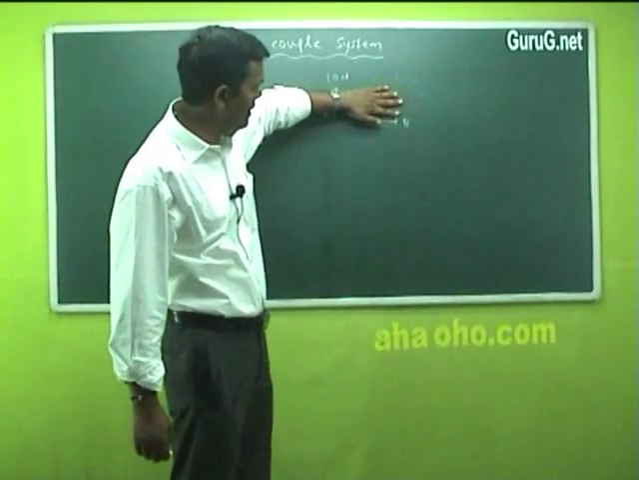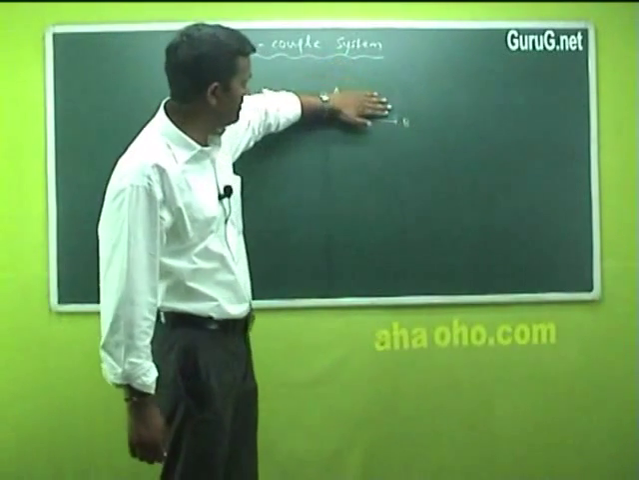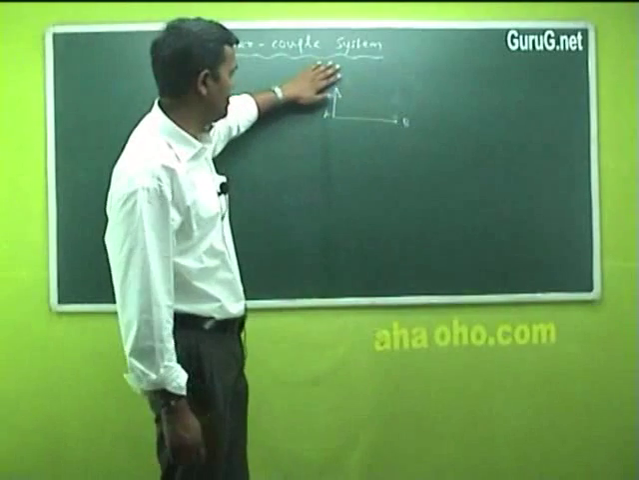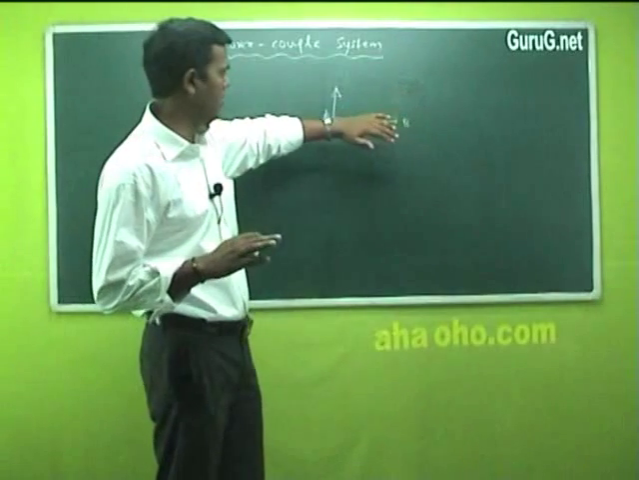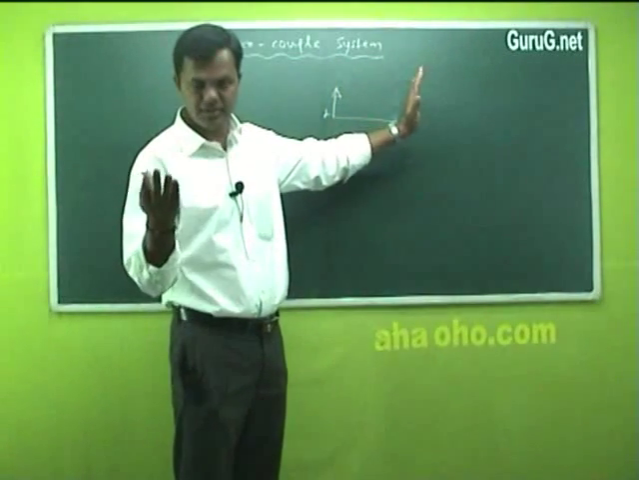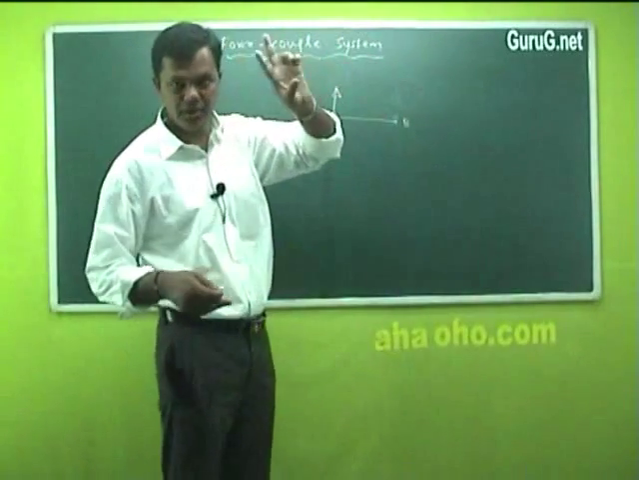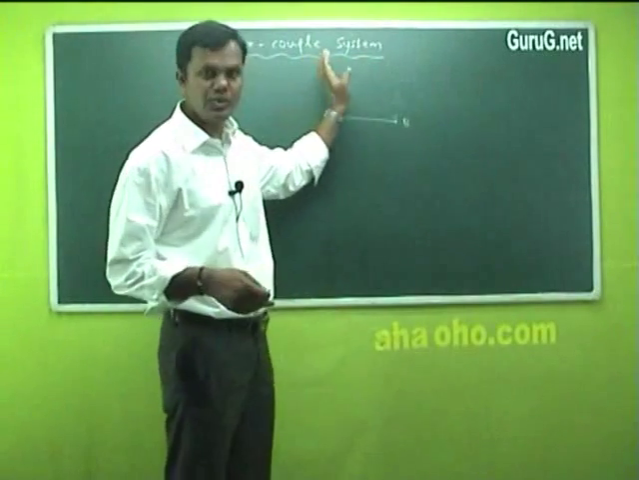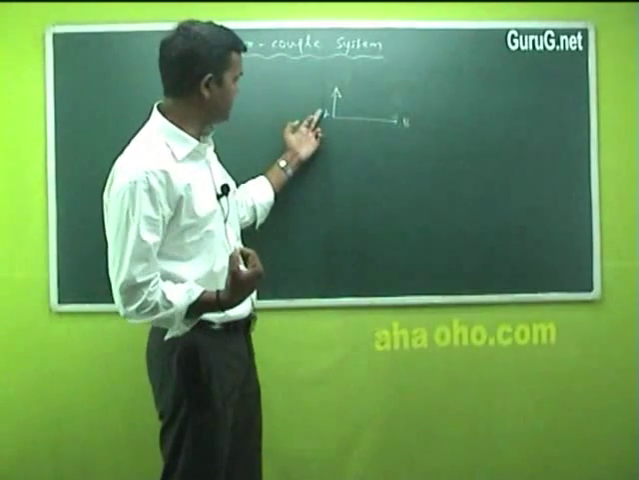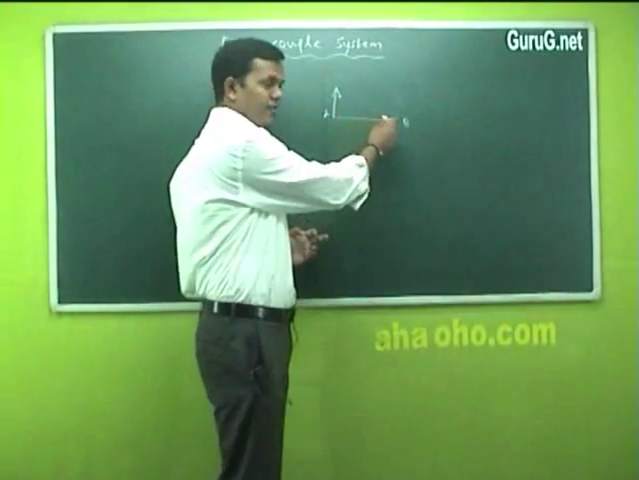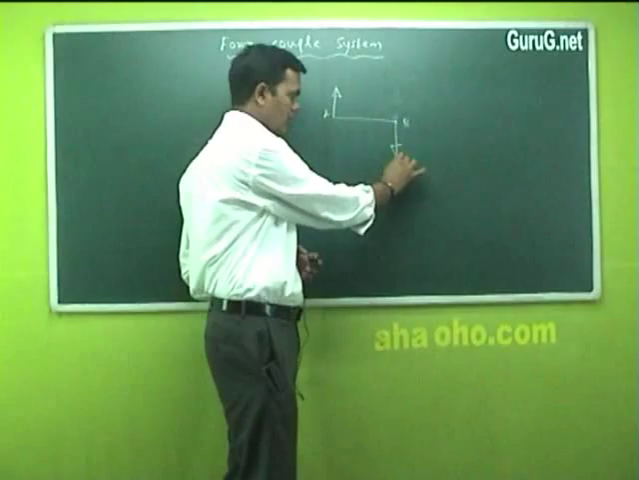A couple means I should have two forces, but they should be parallel to each other, and the nature of the force should be opposite in direction. I have two forces, it cannot be more than two forces. The first condition to form a couple is that there should be two forces only, parallel to each other, but opposite in direction. In the sense, this force is acting upward, and the other force, which may be drawn anywhere depending on the distance or any point, should act downward.